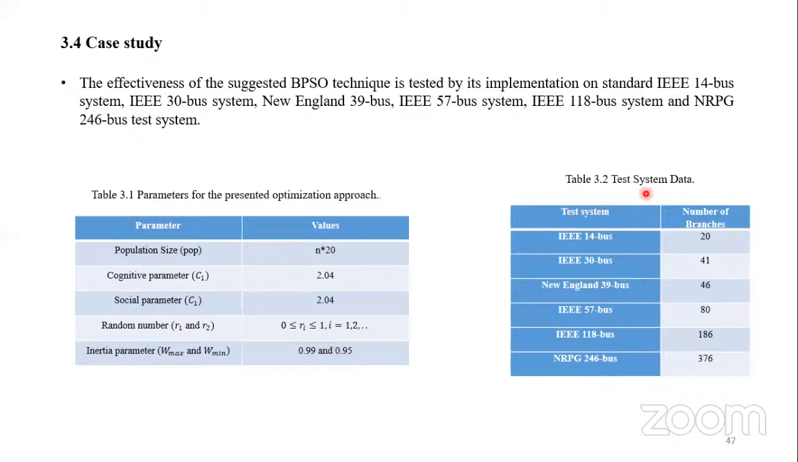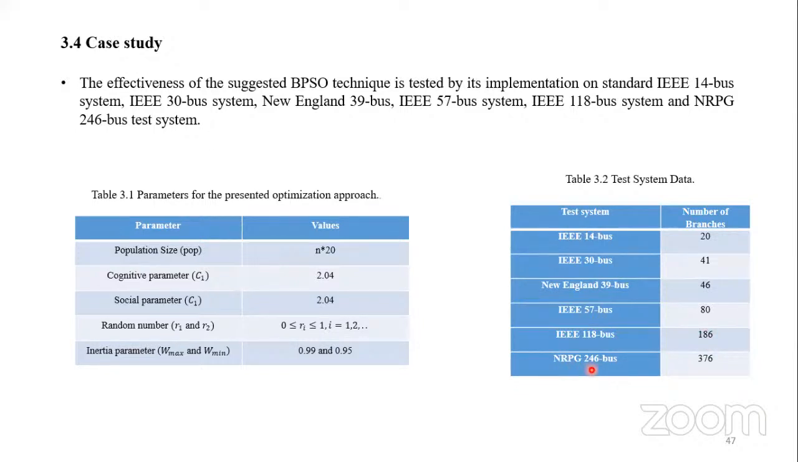So these are the test system data specifications. The test systems I have used are the IEEE 14-bus system, 30-bus system, 39-bus system, IEEE 57-bus system, 118-bus system, and the Northern Regional Power Grid 246-bus system. Here is the number of branches information. For the IEEE 14-bus system, the number of branches is 20. Similarly, for the IEEE 30-bus system it is 41, and for the 39-bus system it is 46. For the 57-bus system the branches are 80, and for the 118-bus system the branches are 186.